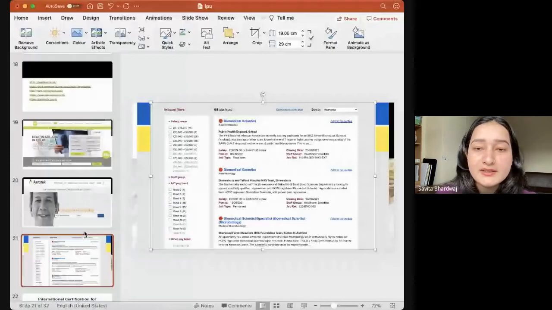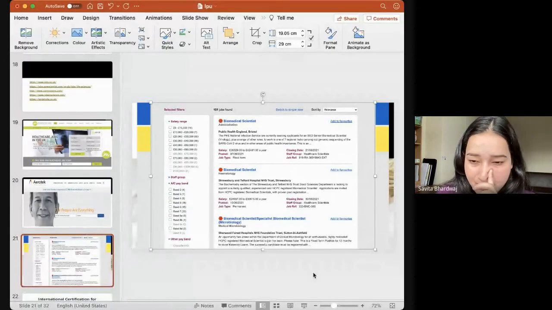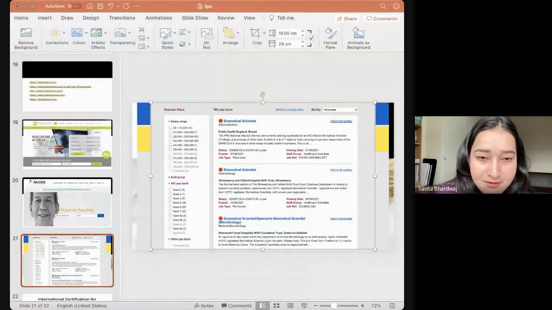I will show another screenshot if I will be able to see. When they advertise the post on the website here, they write one thing with the advertisement: they need a person who is a tier 2. They always mention tier 2 sponsorship. Let me show you one example.